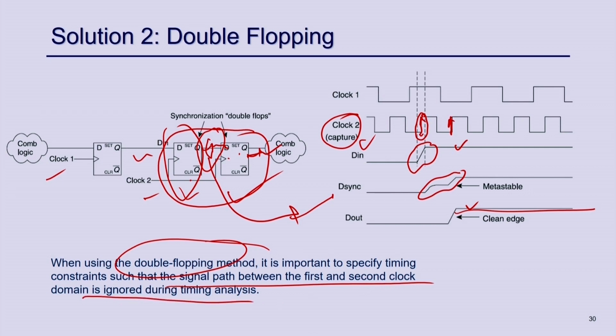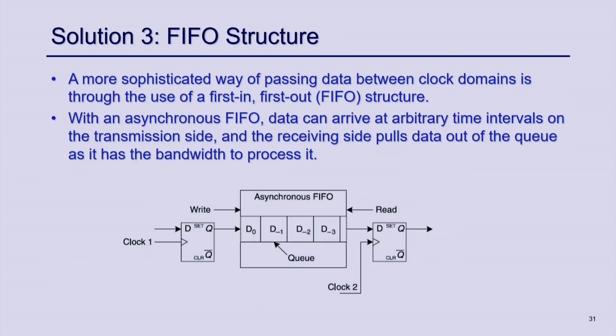So, sorry, this is first clock. So, this point, the first clock to second clock domain is ignored during timing synthesis, because that is not required, because that will be taken care of by this technique, right. So, this is that solution 2, and the third solution is the FIFO structure, asynchronous FIFO, which is the conventional first in first out technique, right.